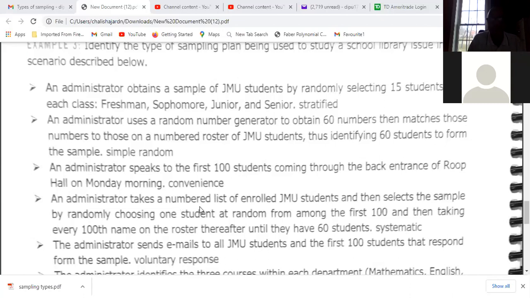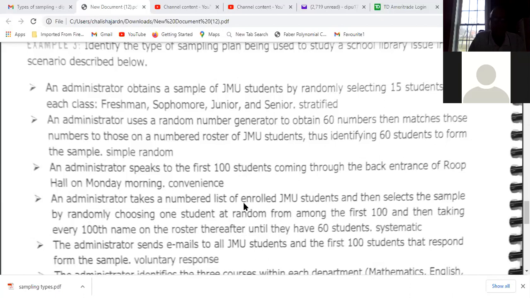The administrator takes a list of students enrolled in the university and then selects the sample by randomly choosing one student from amongst the first 100 and then taking every 100th. See, now all the students are there, right? But he made the system that he is going to choose amongst the first 100 and then take every 100th name, 100, then 200, then 300, like this. So that is called systematic because now a system is involved. He made a system. So that's why it's systematic random sampling.